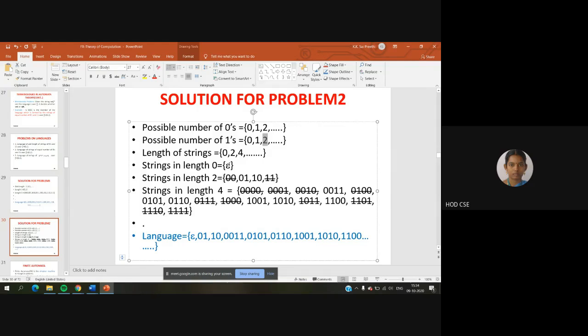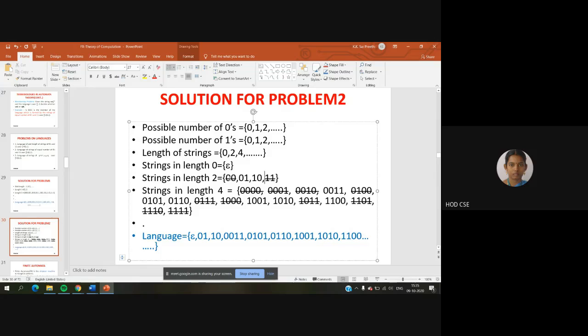What are the strings in length 0? Only one string, that is epsilon, we can write. Similarly, strings in length 2. We know what all the strings in length 2 are for the zeros and ones combination: 00, 01, 10, 11. But here one condition you have to follow, the number of zeros and number of ones should be equal. If you take the first string 00, I strike out this 00. Why? In this 00, there are only zeros. There is no 1.